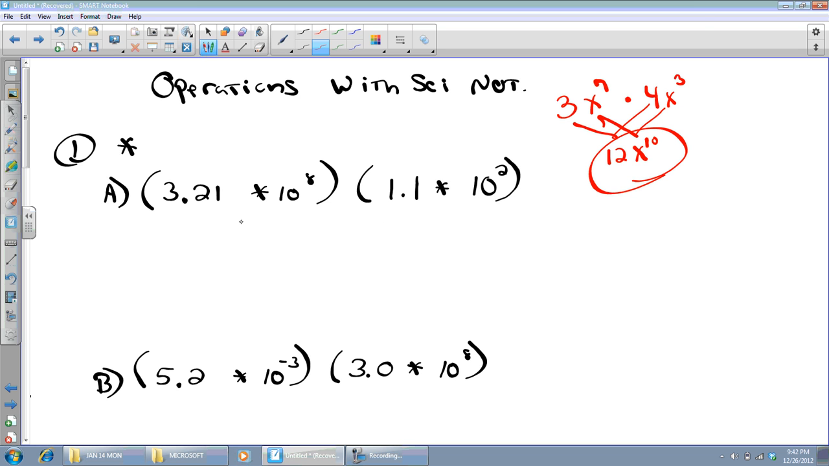Okay, so the first thing I'm going to do is multiply 321 by 11. Now, you might say, well, Mr. Lawrence, there's decimal points in there. I know there are. I'm just going to ignore them for now, and I'm going to pay attention to them later. Put them in here in green.